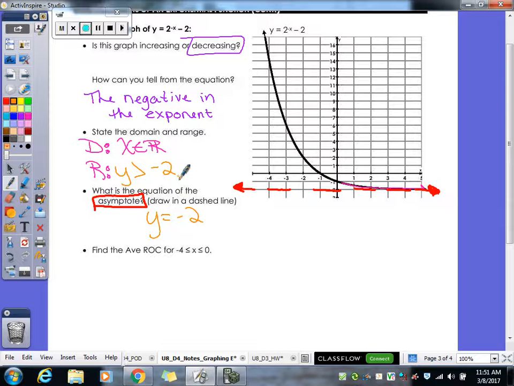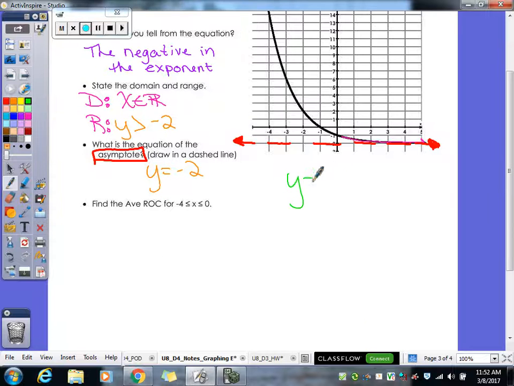So it's really easy to also be able to tell where your asymptote is going to be because it's whatever that last number is. That's our asymptote there. So let's say, for example, I give you the equation y equals 3 to the x minus 5. Where would my asymptote be there? At the -5. Our asymptote would be y equals -5.